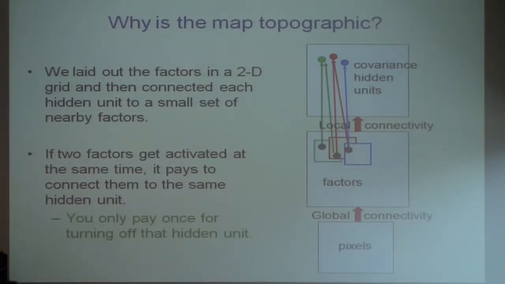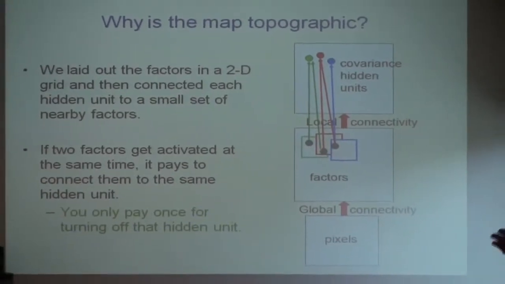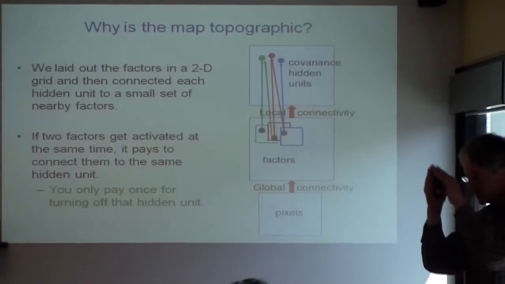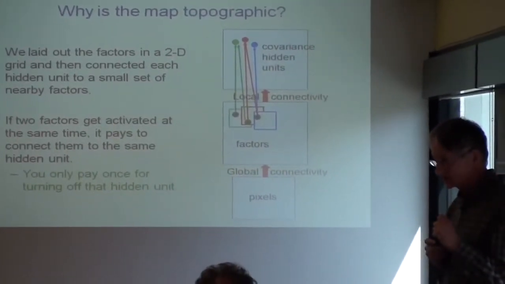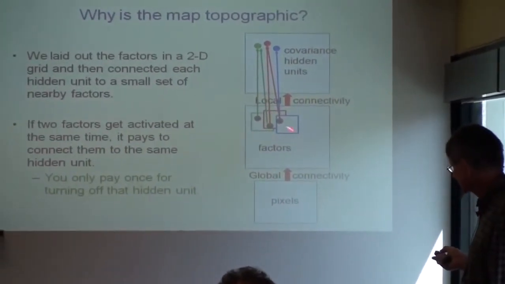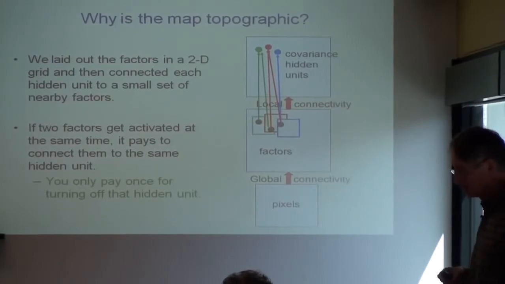And the energy function is such that when you turn off one of these hidden units, so smoothness no longer applies, you pay a penalty. And you'd rather just pay the penalty once. And so if two factors are going to come on at the same time, it's best to connect them to the same hidden unit, so you only pay the penalty once. And so that'll cause similar factors to go to similar places in here, and we get a topographic map.